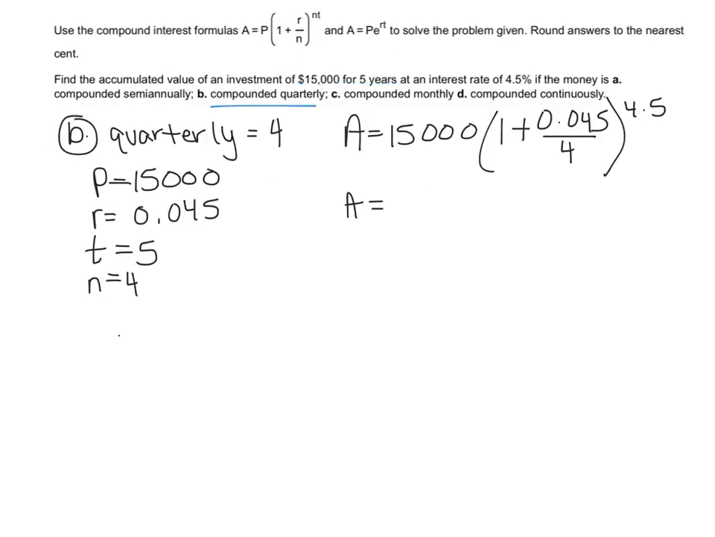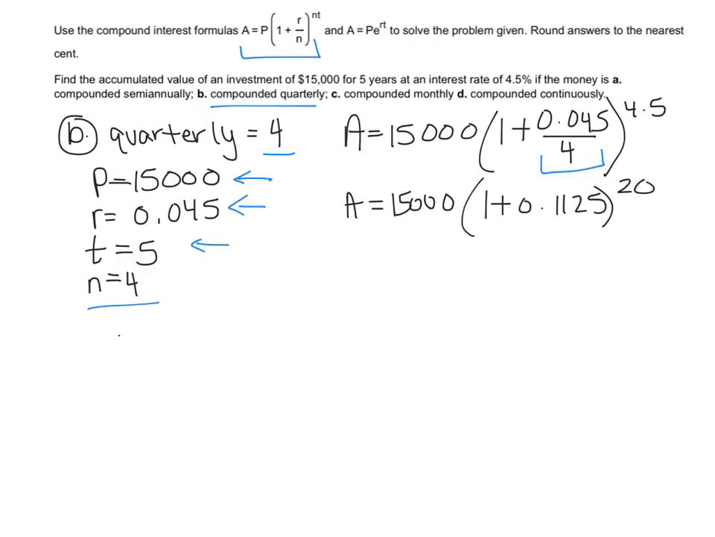Part B asks us to find the investment if the investment is compounded quarterly. Quarterly means 4 times a year, so N is 4. All other values for P, R, and T stay the same. We're just going to take those values and substitute them into the compound interest formula. So we have the formula on the screen. Now the first step is to divide 0.045 by 4. When we do that, we get 0.01125.